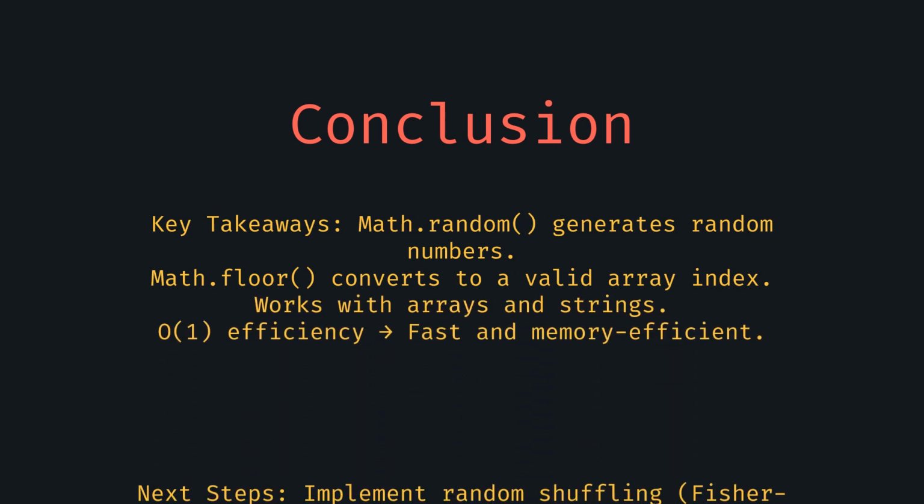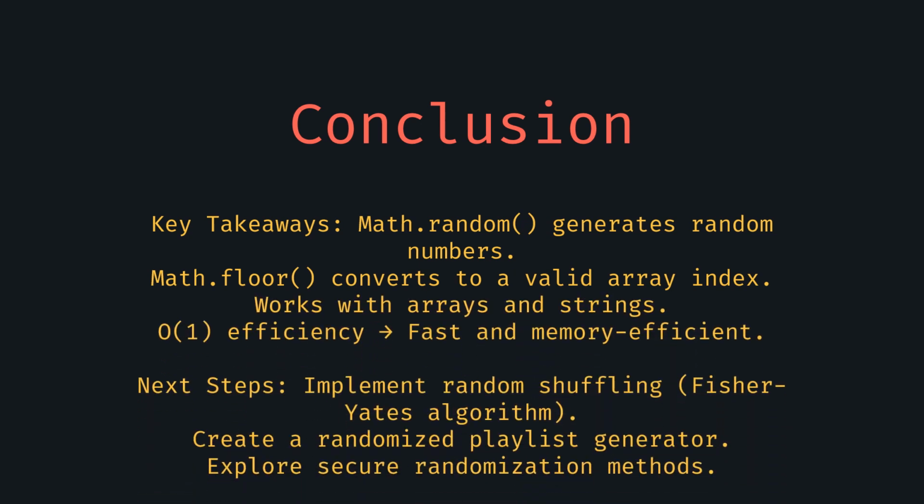To summarize, we've explored how to select a random element from an array using Math.random and Math.floor. The function is simple, efficient, and widely used in different applications. As the next step, try implementing random shuffling algorithms or building a randomized playlist feature.